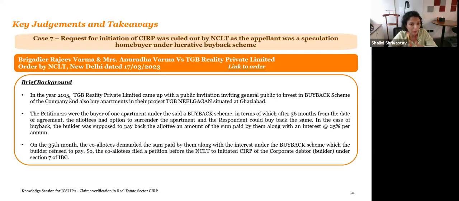This is one of the judgments. We have found other judgments also similar to this, which give a similar treatment. So coming quickly to the facts of this case, the background, TGB Reality came up with a public invitation inviting the general public to invest in buyback scheme of the company and also buy apartments in their project TGP Neel Gagan situated at Ghaziabad.